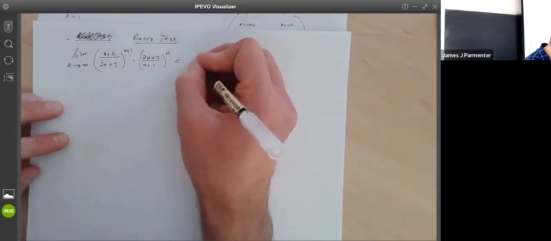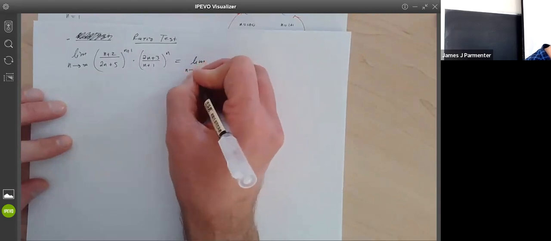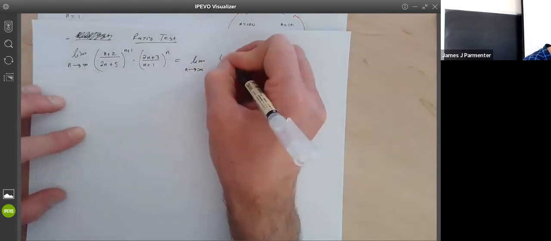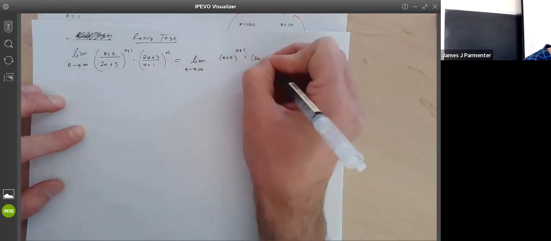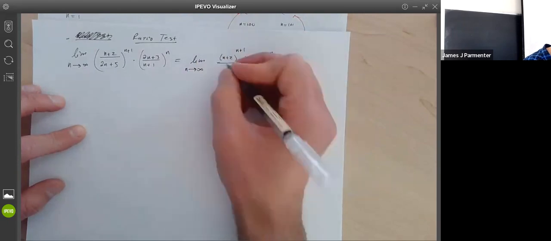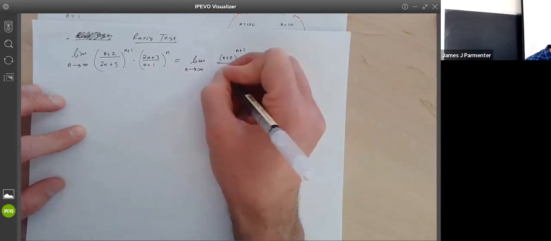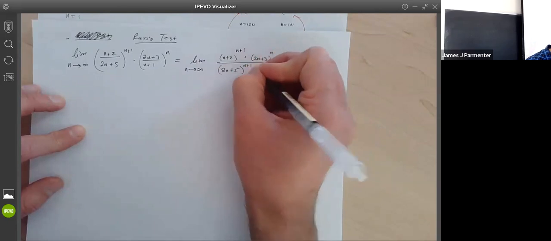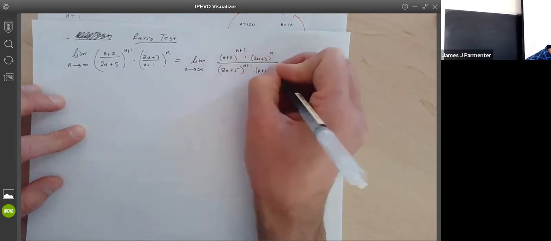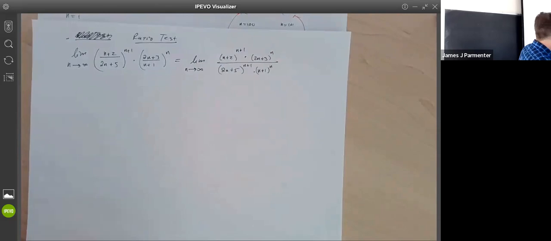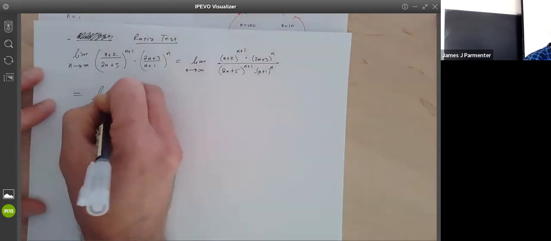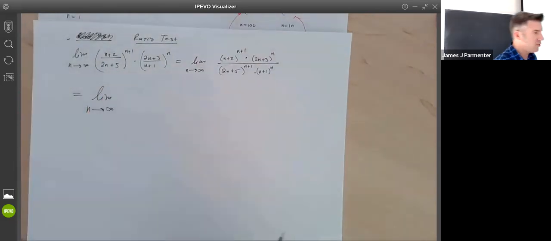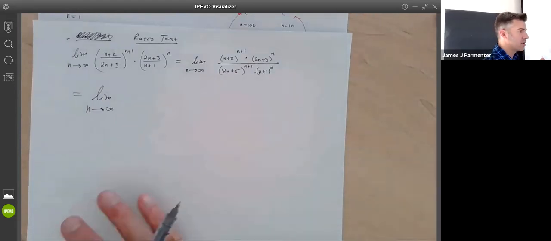So if I think about this for one hot minute, here's what I've got: n plus 2 to the n plus 1 times 2n plus 3 to the n, over 2n plus 5 to the n plus 1 times n plus 1 to the n. We could totally make this work, but it's not the best. So here's my thought process. If you multiplied out the top, it would be gross.